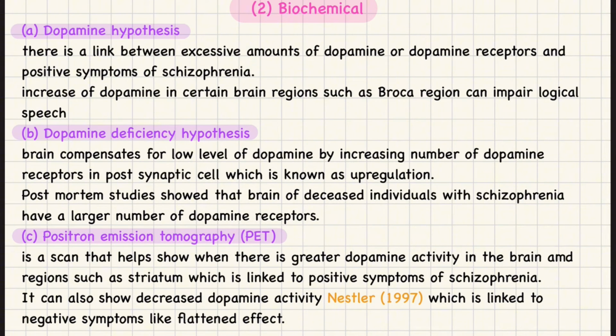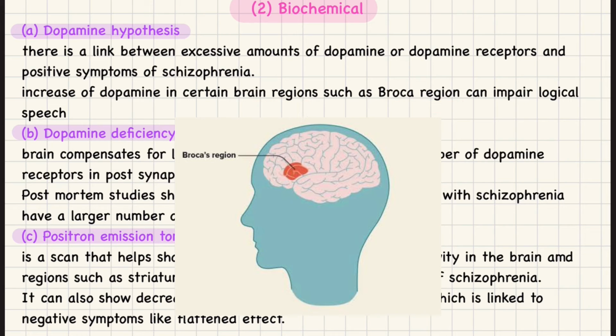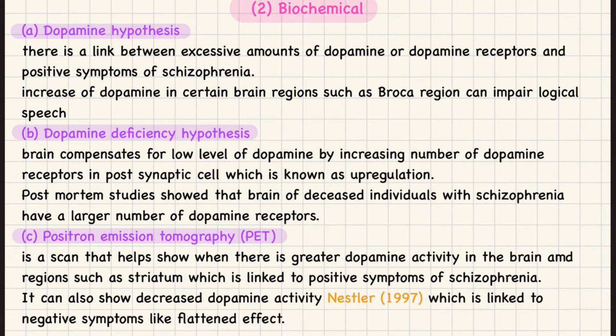So the dopamine hypothesis is that it is believed that an excessive amount of dopamine or dopamine receptors is linked to the positive symptoms of schizophrenia. For example, it has been researched that an increase of dopamine in certain brain regions, such as the Broca region in the brain, can impair logical speech, meaning you won't speak properly. You'll speak in a disorganized way, and we learned this before. It is a symptom of schizophrenia, thought disorder, not talking in an organized way.